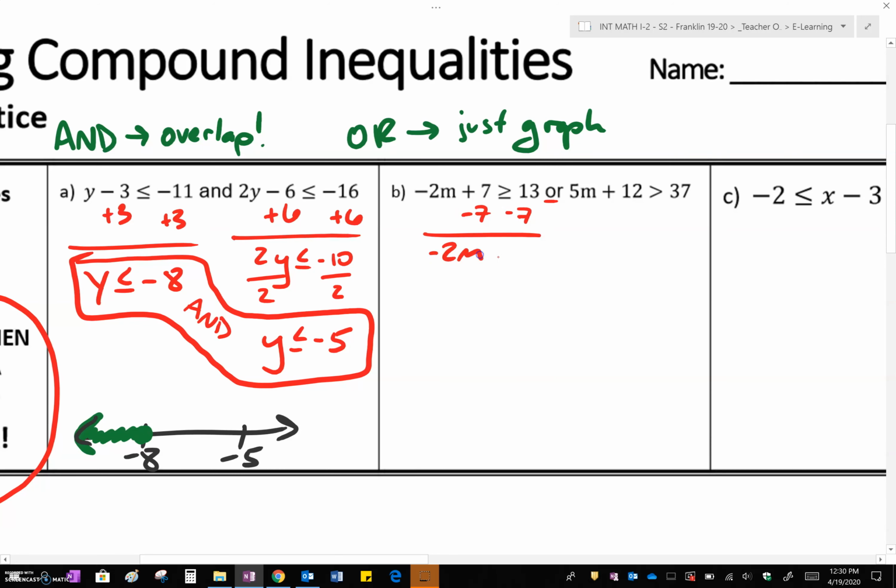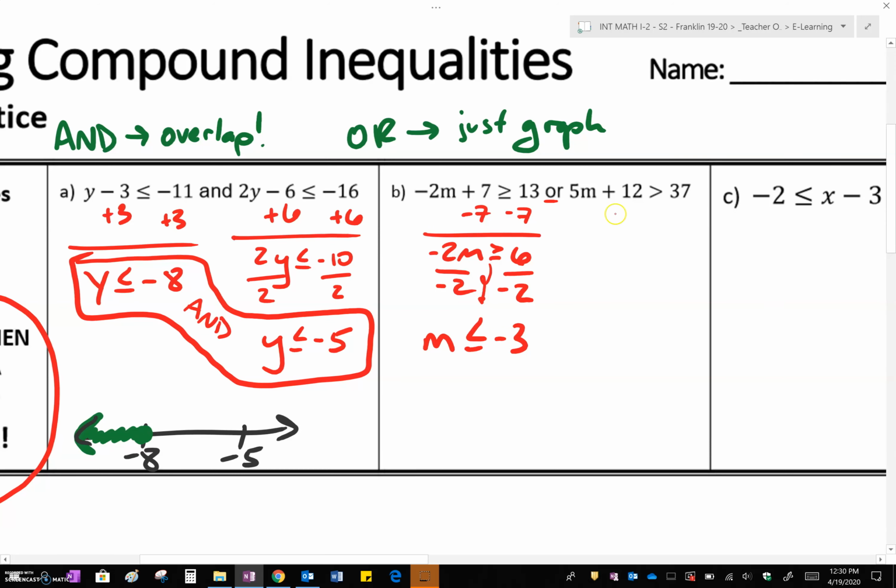So negative 2m greater than or equal to 6 after we subtract 7. And then divide by negative 2. And this time we're dividing by a negative, so we flip the symbol. We get m less than or equal to negative 3. Don't forget to flip that symbol when you divide by a negative.